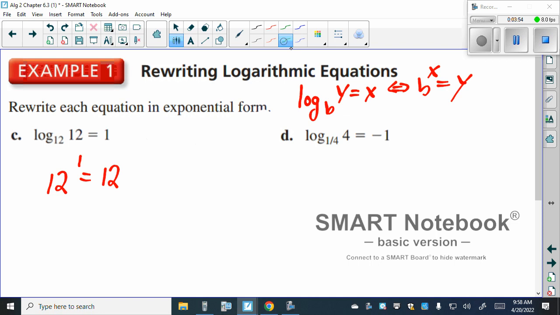Let's look at the next one. Log base 1/4 of 4 equals -1. How would we write this? (1/4) to the -1 equals 4. And that's it. Now for this one here, we'll want to put the 1/4 in parentheses, signifying that the -1 is attached to not just the 4, but also the 1, the whole fraction. Any questions on this here?